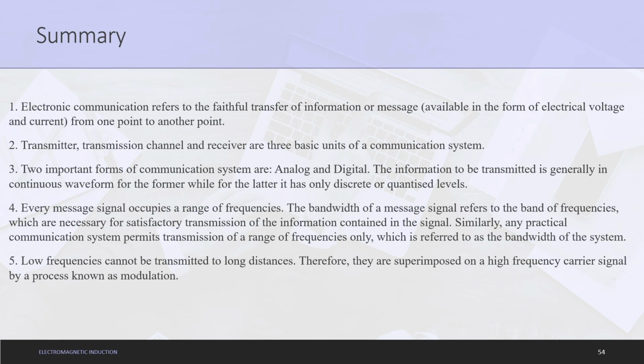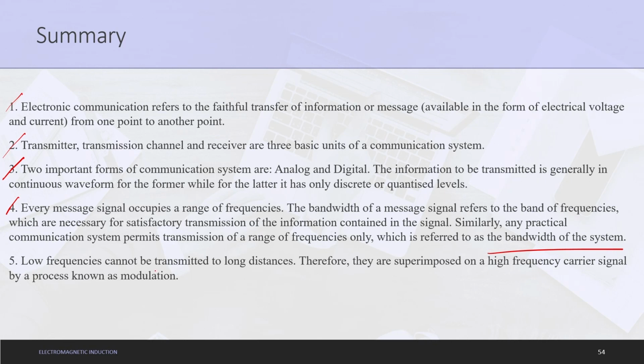Electronic communication refers to faithful transfer of information or message from one point to another. Transmitter, transmission channel, and receiver are the three basic parts, as I already told you. About analog and digital types, I already told you what the two types of signals were. Next, a message signal can be of different types. The concept of bandwidth is talked about here. Any practical communication system permits transmission of a range of frequencies only, which is referred to as the bandwidth of the system.